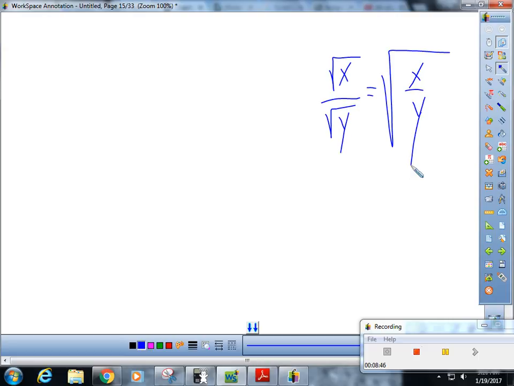Okay? Just like practice. What if x was 25 and y was 16? Well, this one you would get, what? 5/4. And this one you'd get the square root of 25/16, which is still 5/4. They're both the same thing, is all I'm telling you. Okay?